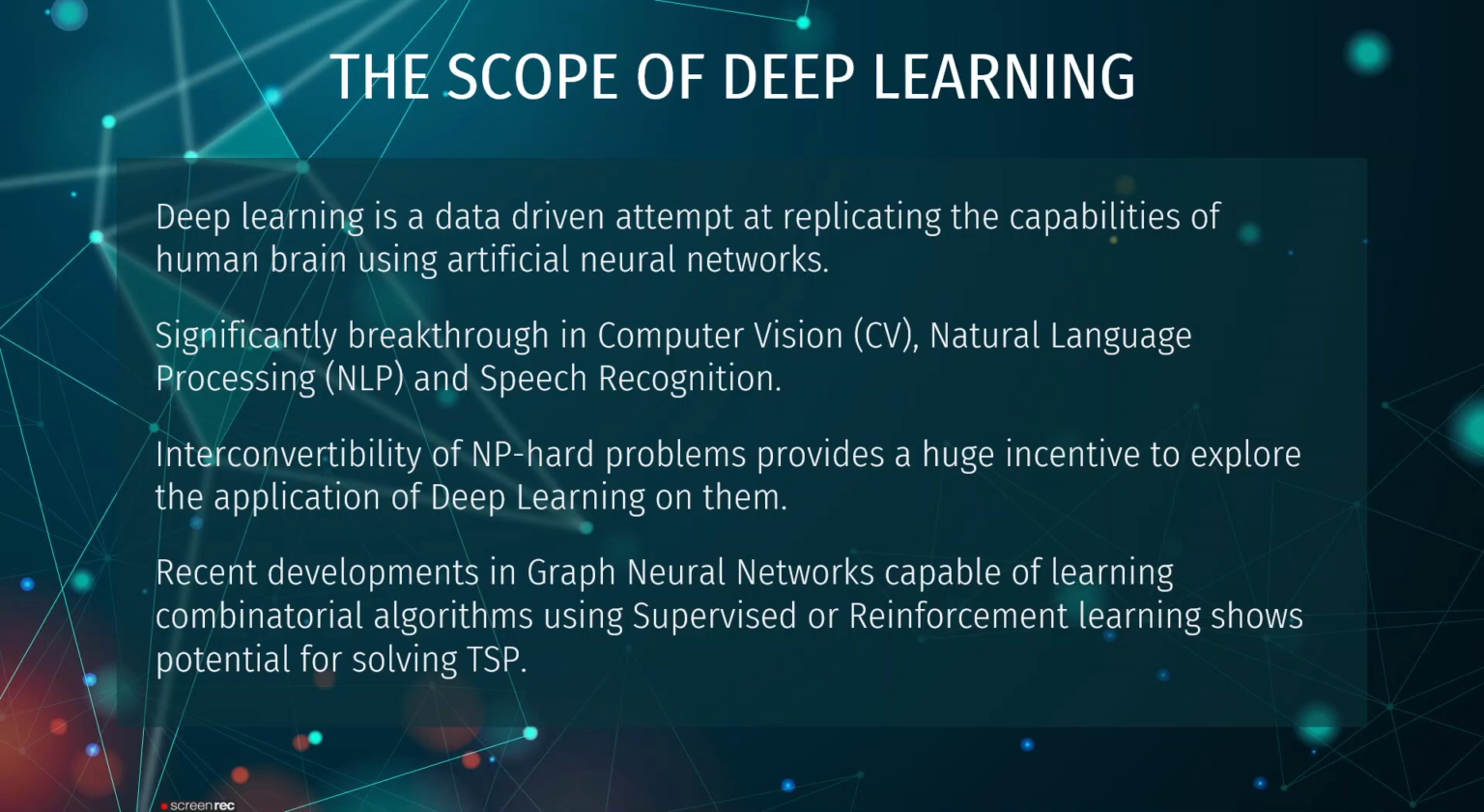TSP being a prevalent problem which has been researched for over 70 years makes it a good candidate to test the application of deep learning, and by its nature, developing an efficient DL solution for TSP might help develop similar deep learning based solutions for other NP-hard problems. The last 5 years have seen the emergence of promising techniques where graph neural networks have been capable of learning new combinatorial algorithms with supervised or reinforcement learning.